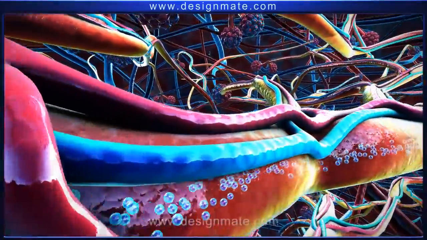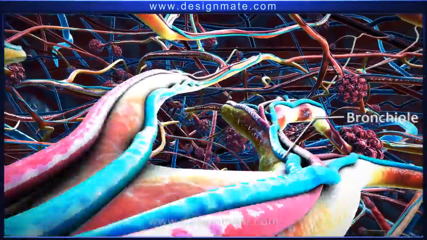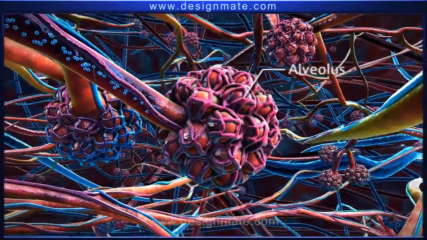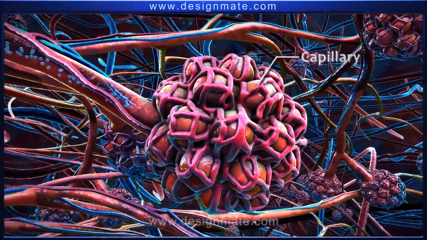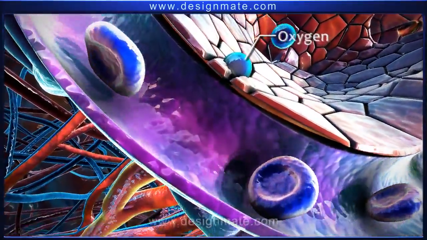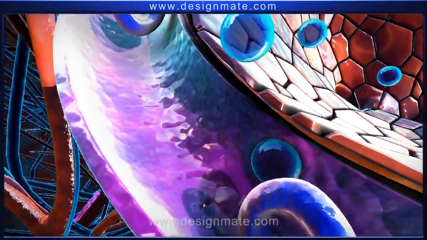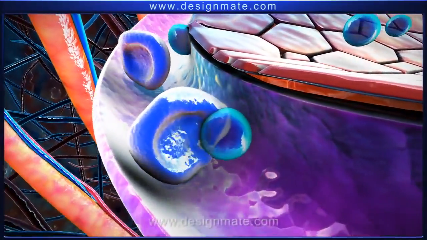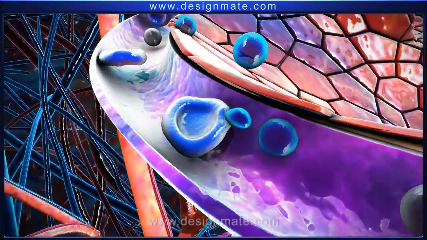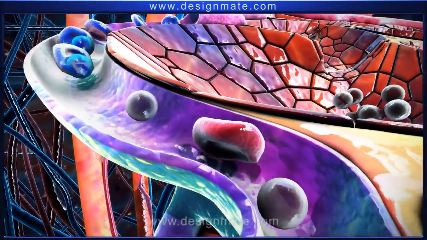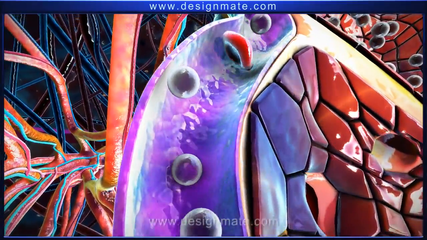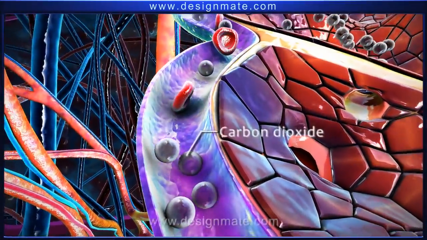Within the lungs, the bronchus divides repeatedly to form bronchioles. Oxygen travels through these bronchioles and reaches the alveoli, each of which is surrounded by a network of capillaries. As blood flows through the capillaries, the oxygen molecules from the alveolus diffuse into the capillary. This causes oxygenation of the RBCs. The carbon dioxide molecules are released into the alveolus.